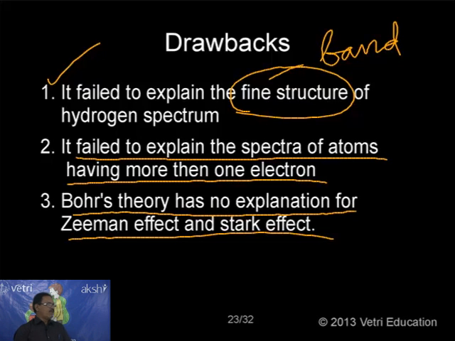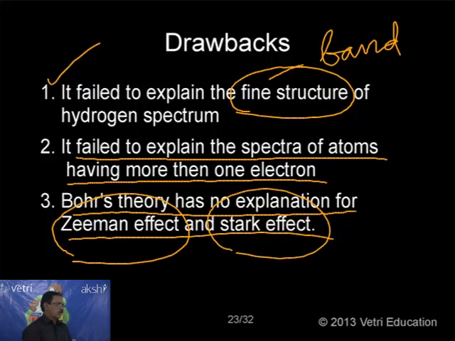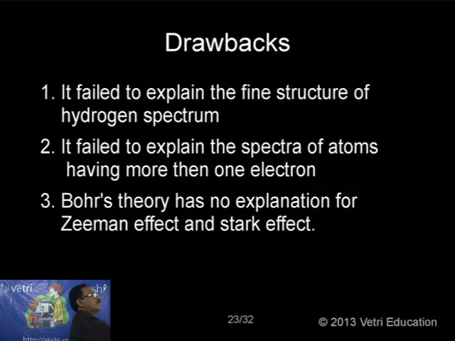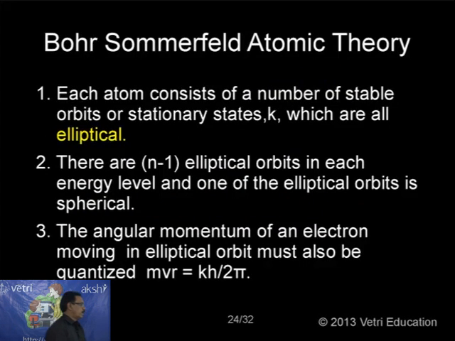Just now I have explained it. What is the Zeeman effect, and what is the Stark effect? When you place a spectral line in the presence of a magnetic field, it will split. That is called the Zeeman effect. If you place it in an electric field, again it will split. That is called the Stark effect. How the Zeeman and Stark effects split the lines is not explained by Bohr. It is again a drawback of Bohr's theory.